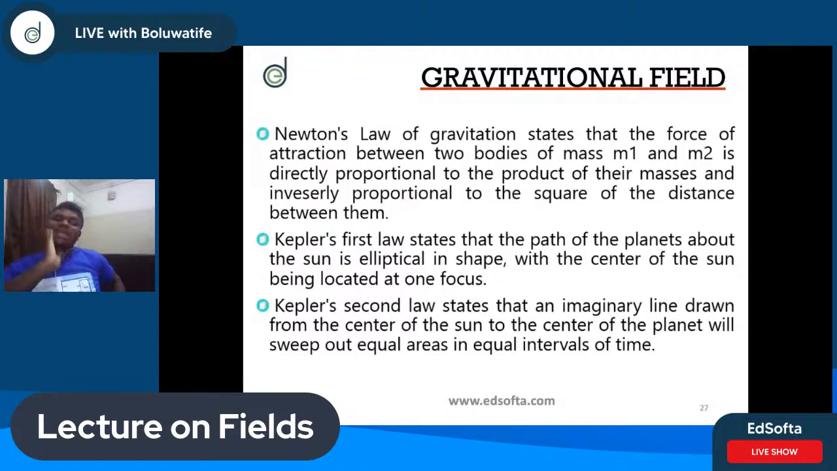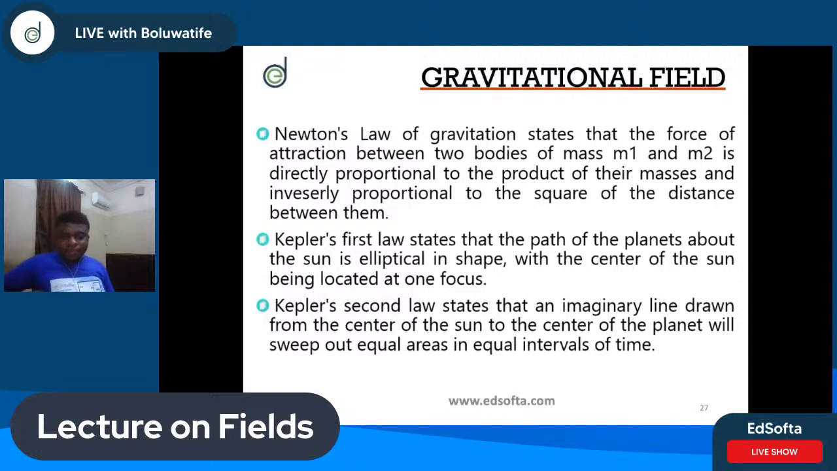Then Kepler's second law says that an imaginary line drawn from the center of the sun to the center of the planet will sweep out equal areas in equal intervals of time. What that means is, let's give an example. We have months that are 30 days, 31 days, 28 days, 29 days. Let's call the months that have 31 days group one, and months that have 30 days group two.